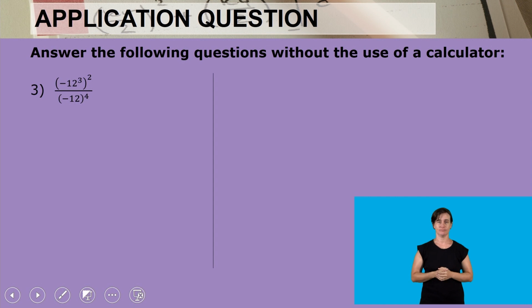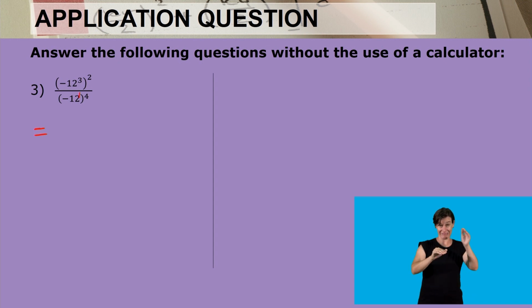Now the next question has a negative 12 cubed, and this is all raised to an exponent of 2. And then all of this is going to be divided by a negative 12 raised to an exponent of 4. So let's start with the denominator there. We know that that negative 12 has an exponent of 1. Then we are going to look at our numerator, because we can see that we have a power that has been raised to an exponent.